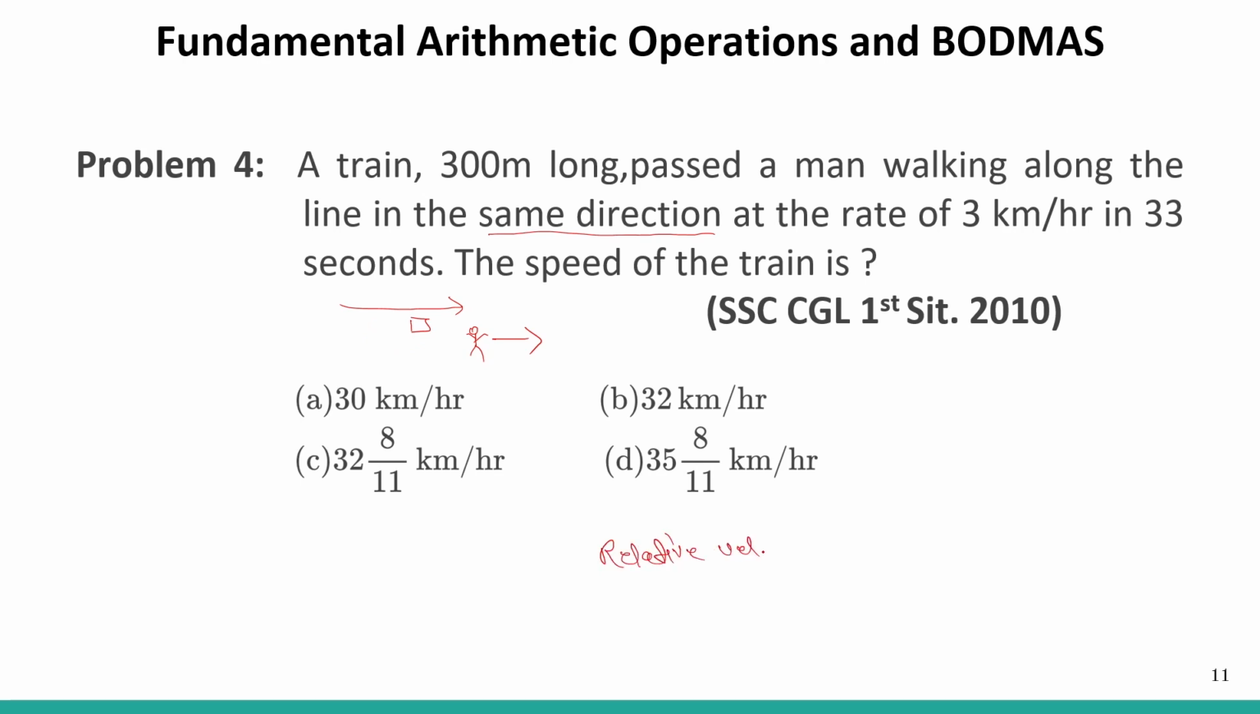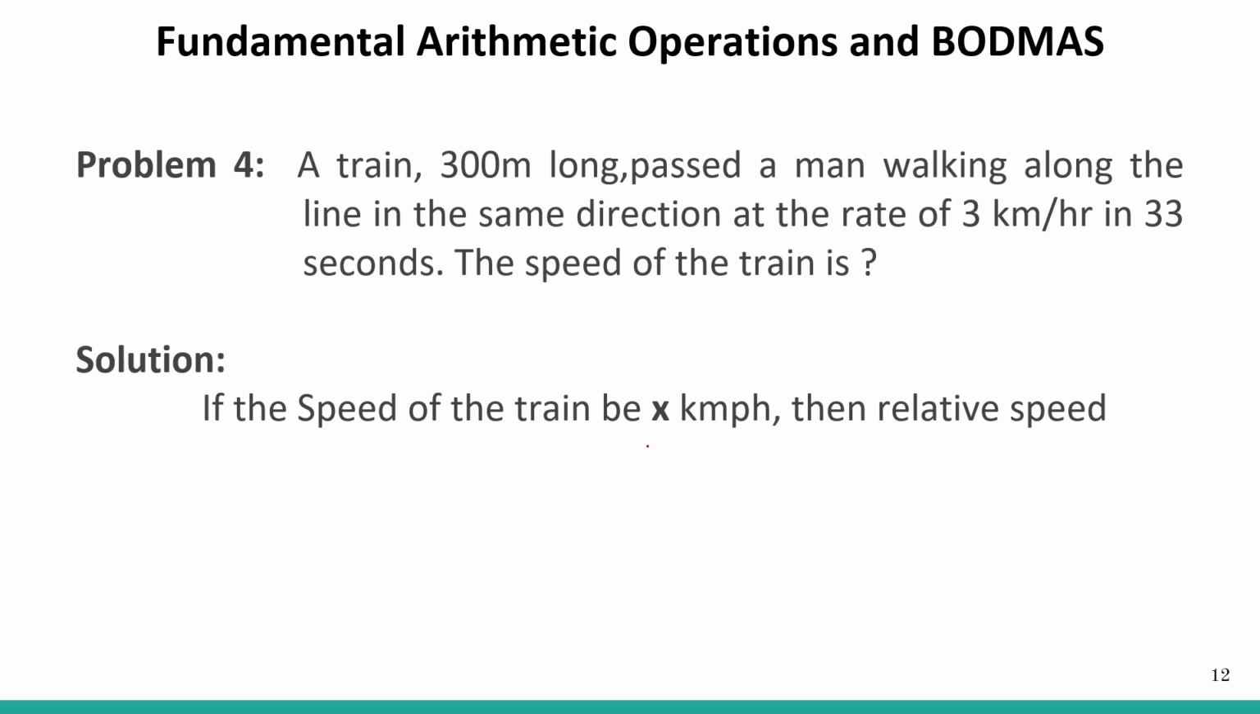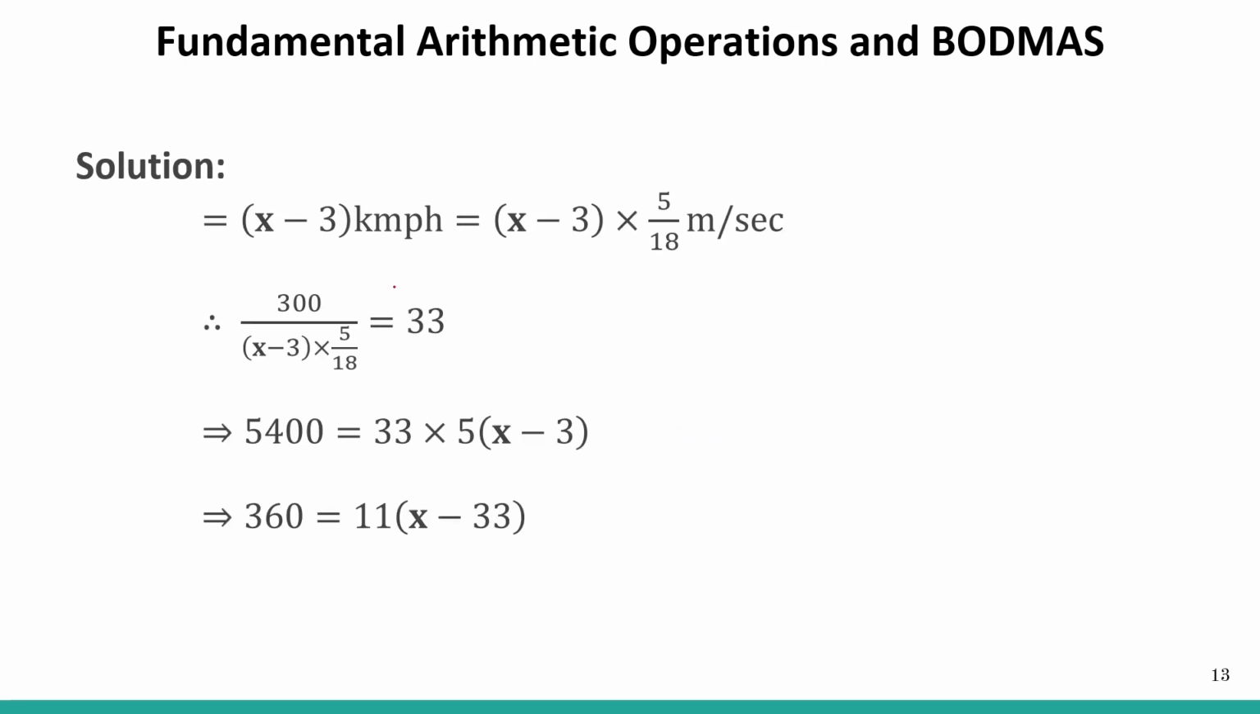Relative velocity of train with respect to person is equal to speed of train minus speed of person. Let's try to calculate the speed of train. I assumed the speed of train is x kilometer per hour. So then the relative speed is x minus 3 kilometer per hour. So (x minus 3) kilometer into 5 by 18 gives meter per second, if we convert from kilometer per hour to meter per second.